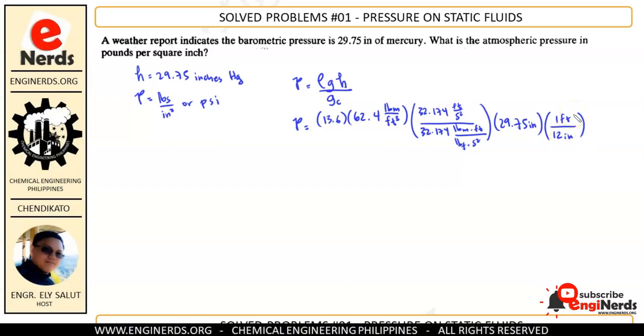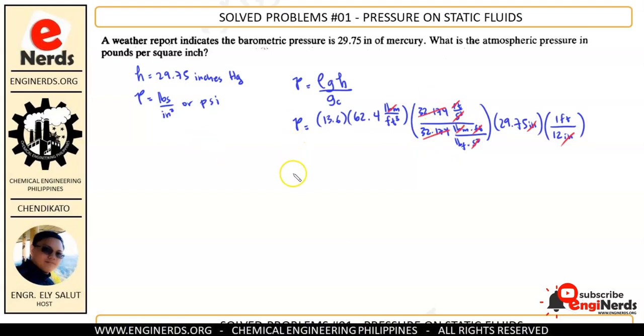Okay, so ano mangyayari sa ating mga units dito, no? Our pound mass will be cancelled out. Our second squared will be cancelled out. And then, for the feet, this will be cancelled out. And these inches will be cancelled out. So, we have feet in our denominator. And then, we have cubic feet sa ating denominator. Therefore, our unit here will be pound force over square feet. Okay? And also, we have 32.174 here and 32.174 here. So, this will be cancelled out as well.